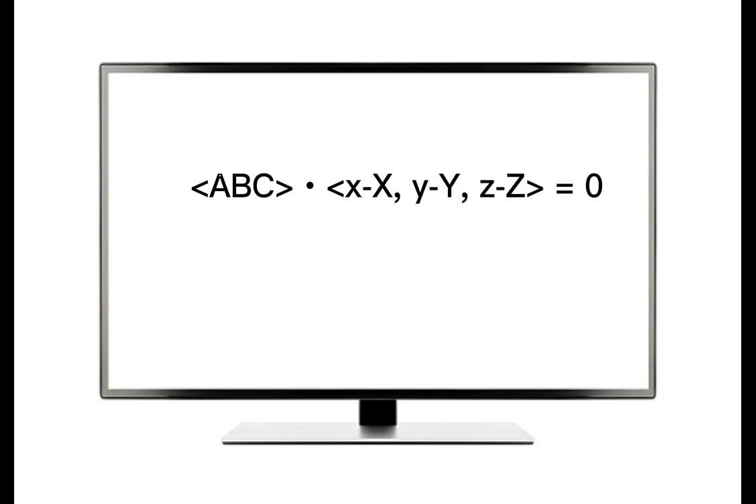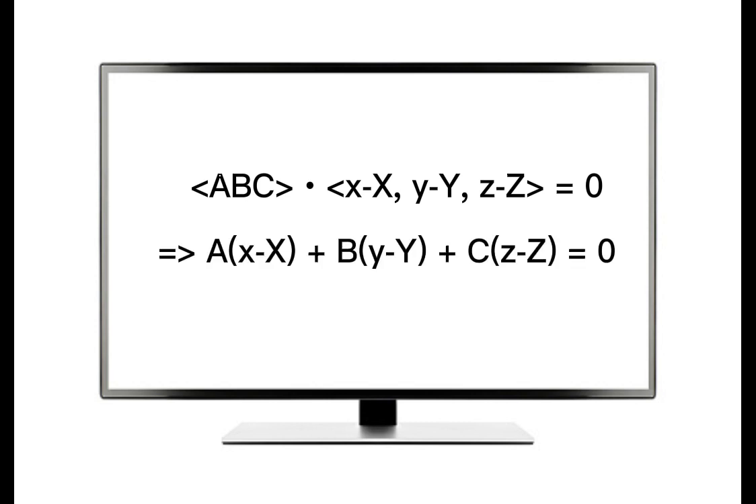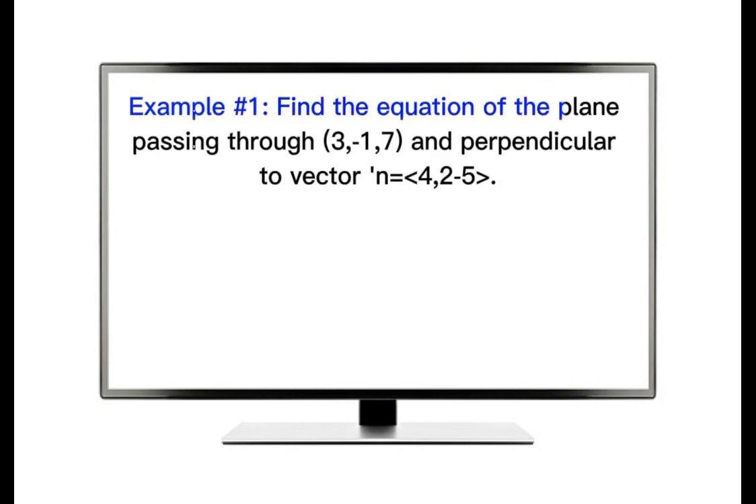equals 0. If we multiply this out, it will lead us to a times x minus x naught plus b times y minus y naught plus c times z minus z naught equals 0. This is called the scalar equation of the plane. And then there is one other equation, when all of this is multiplied out and you combine the like terms. To use this idea, let's look at an example.